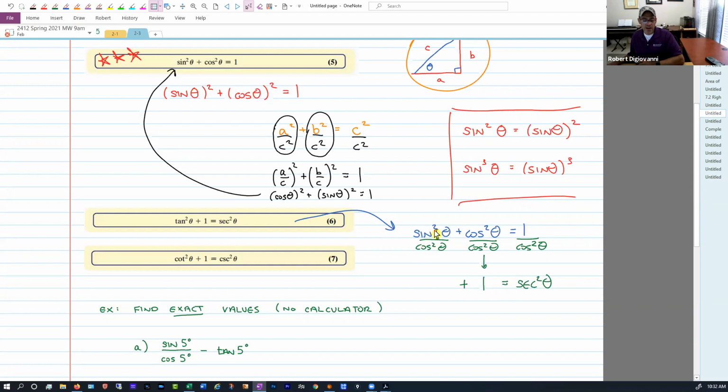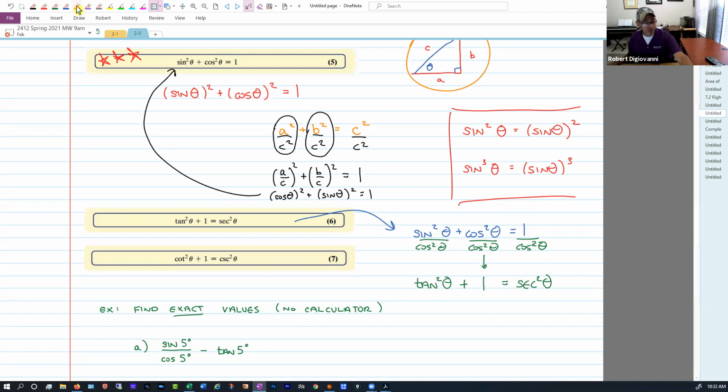And then over here, sine squared theta over cosine squared theta. Well, what's sine over cosine? Tangent, right? So this is going to be tangent squared theta. And that's that one. Do y'all see that? Tangent squared theta plus 1 is secant squared theta.